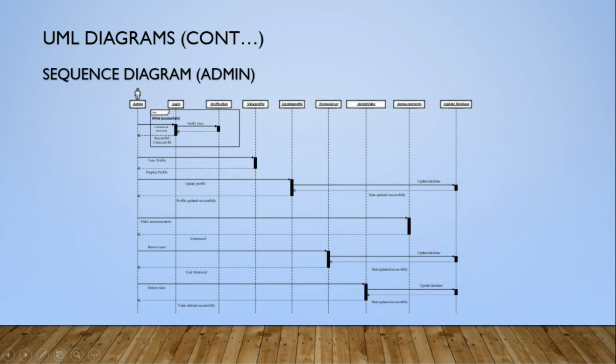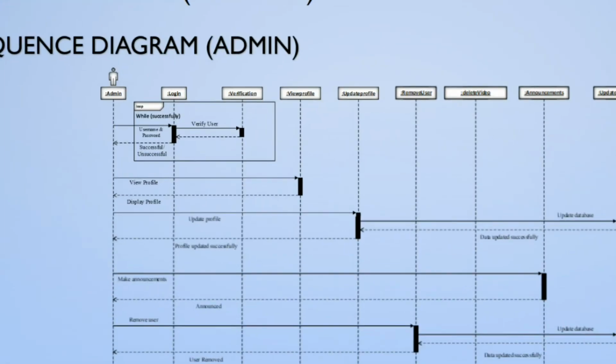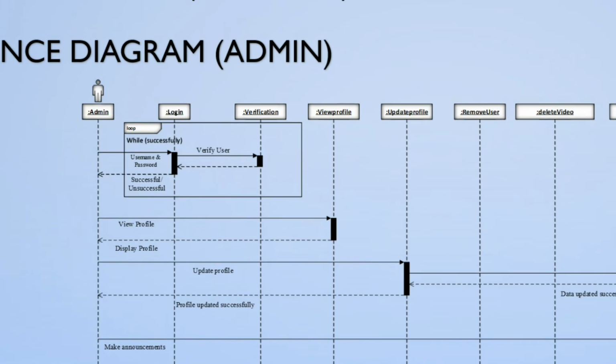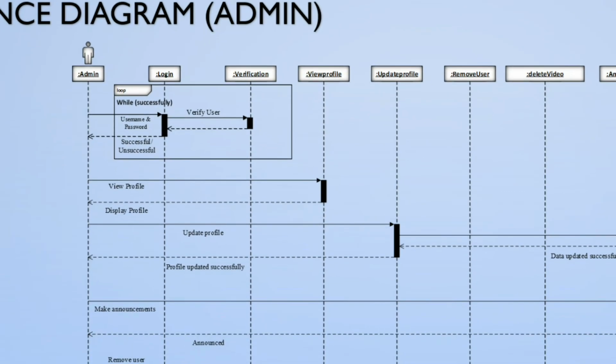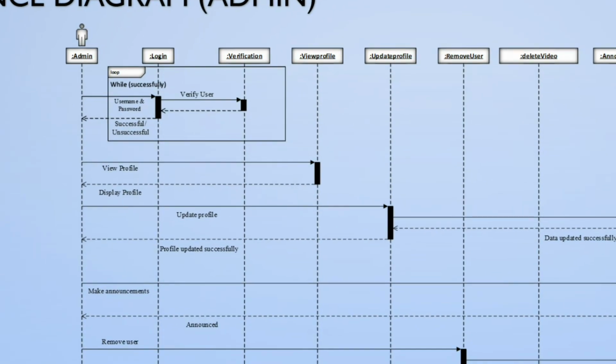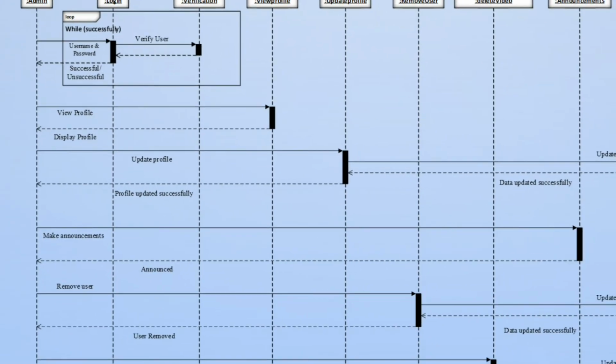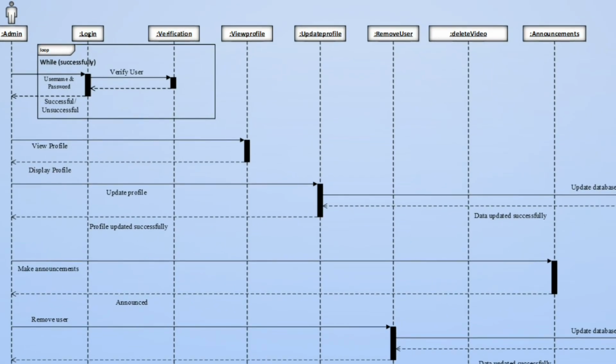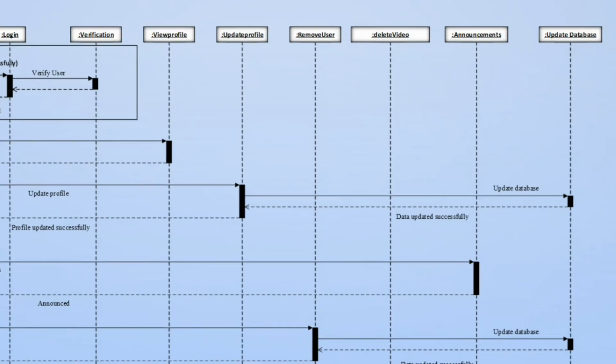Here is a sequence diagram of our project, the ExiTube. Here you can see an admin is doing multiple tasks in a sequence. He is entering the username and password. Then the system will verify or validate the username and password and then return the message successful or unsuccessful. If the credentials are true, then the admin will be directly entered into the system, and then he can do multiple tasks like view profile, update profile, remove user, delete video, announcements, etc.